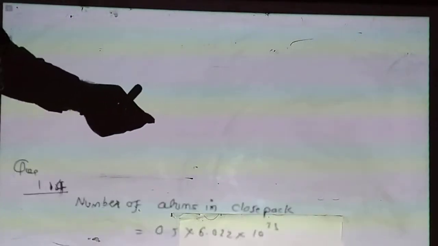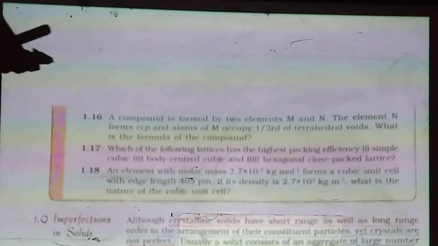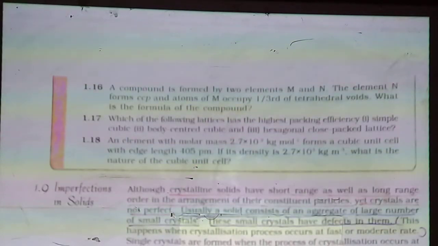Now question number 1.16. A compound is formed by two elements M and N. The element N forms CCP close packing. An atom of M occupies 1/3 of the octahedral voids. What is the formula of the compound?